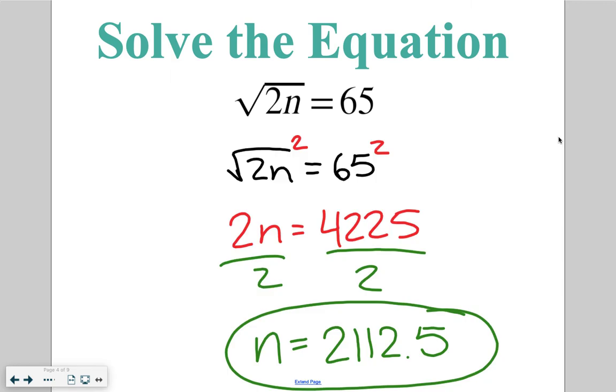Notice there's nothing outside our radical, so we're going to start by just squaring both sides. When we do that, we keep the 2n from the inside of the radical. 65 squared was 4,225. Cutting that in half, we get 2,112.5 as our value for n.